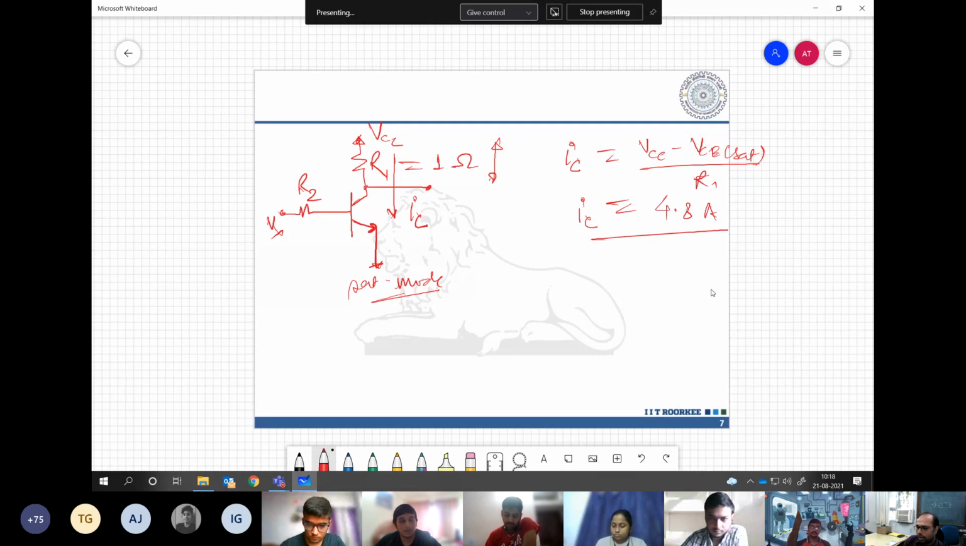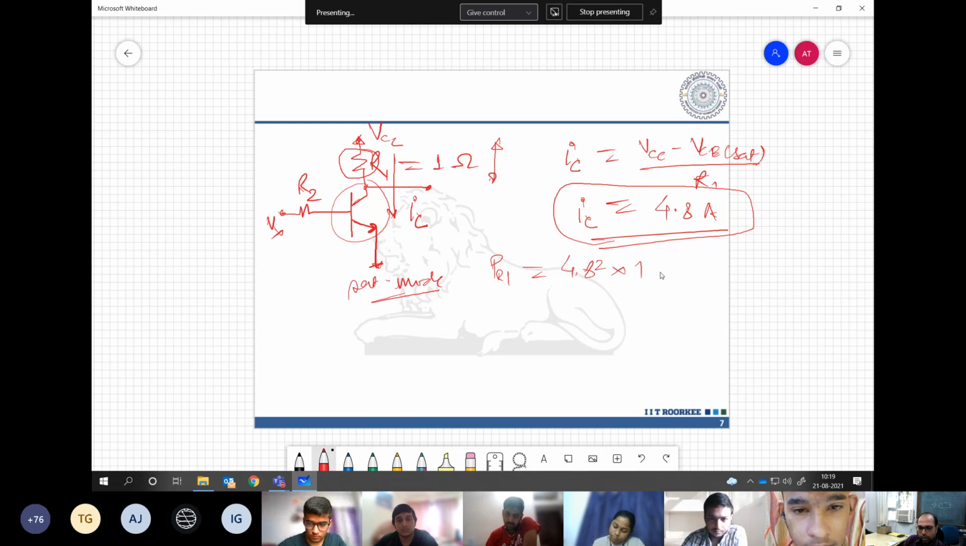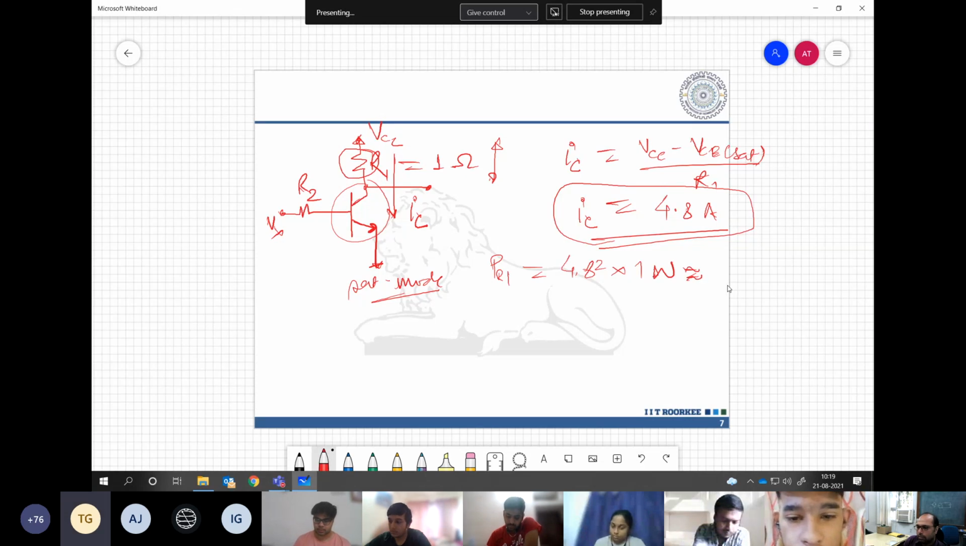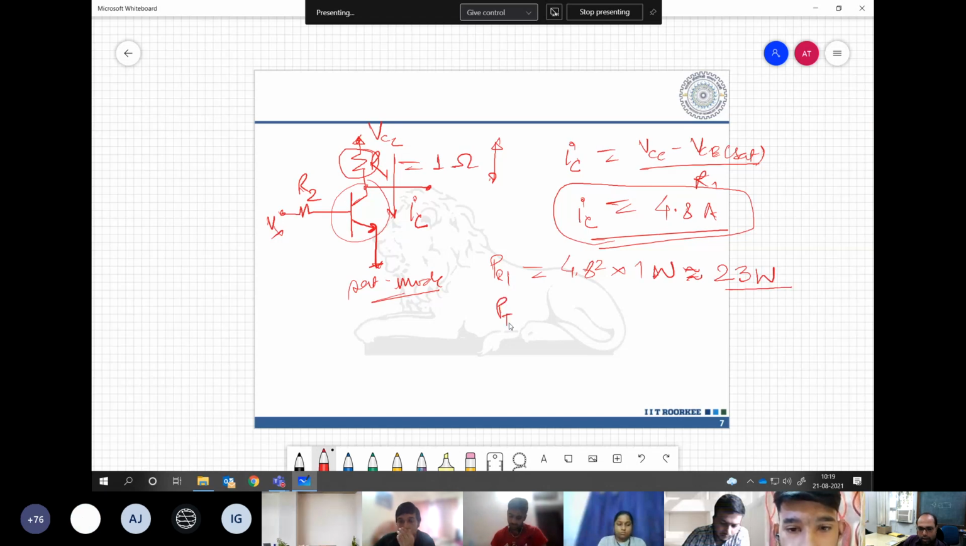Which means the collector current flowing is almost 4.8 amperes, isn't it? Such a huge current, sir. Now, the impact of having such huge current is that the power loss happening in this resistance and in the transistor as well will be huge. For example, power loss in the resistance would be how much? 4.8 squared into 1. How much is this? Quickly. Nearly 24. So 23.04. Nearly 23 watts.